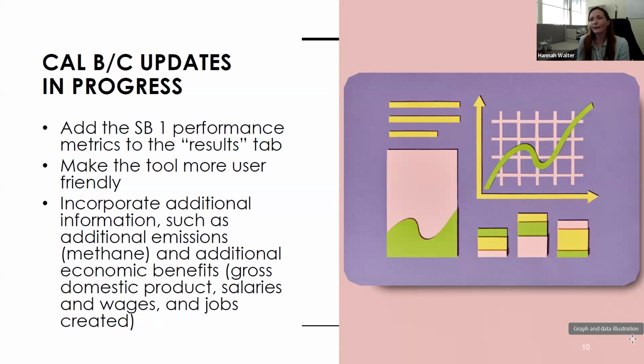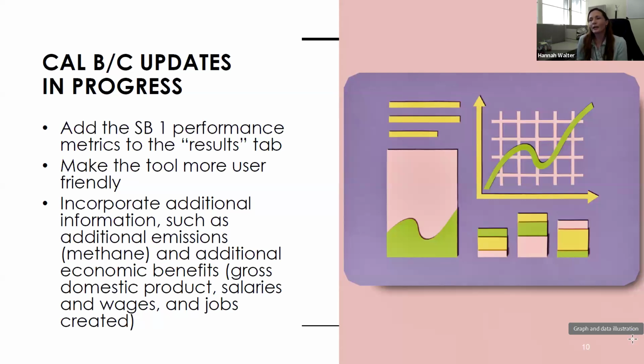And then we're updating the information. So we're adding some additional emissions that are found. They're not as common. They're found in MFAC, but they're not in the CalBC model right now. So we're adding a couple of those.